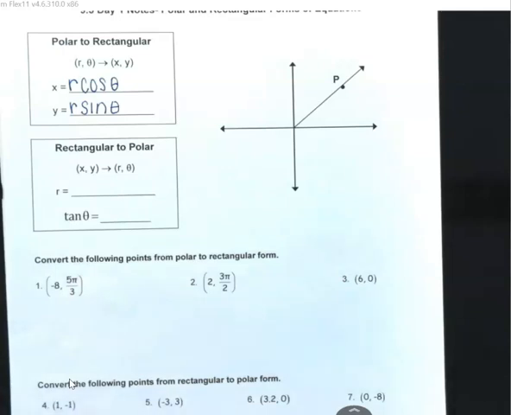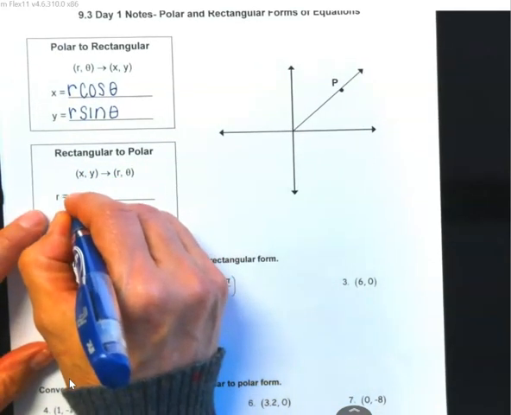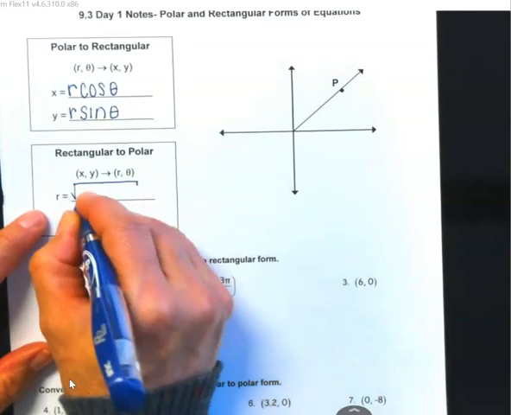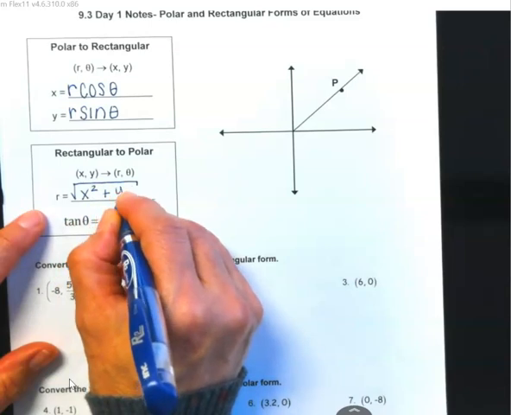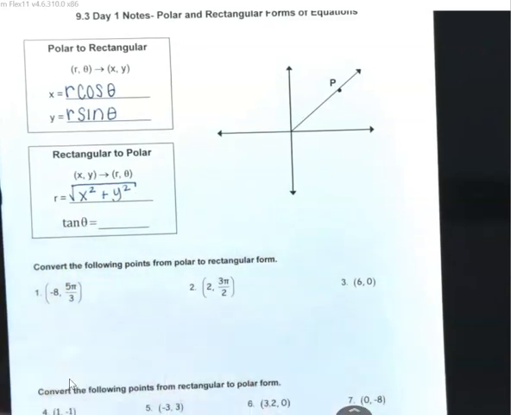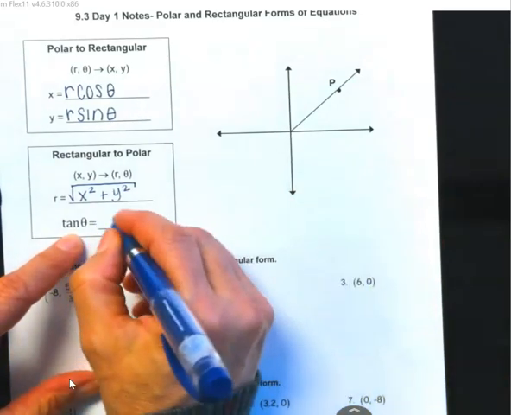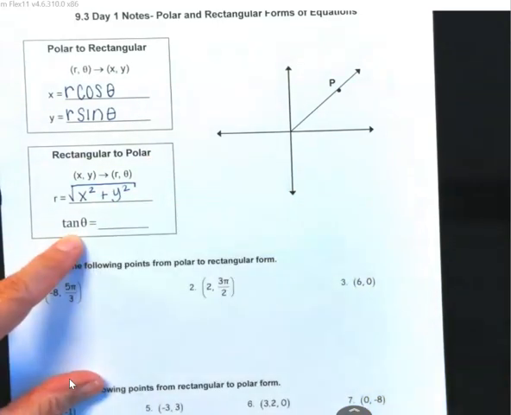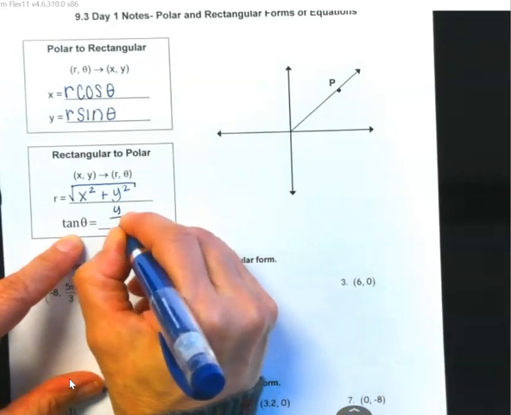All right, if I have a rectangular point and I want to go to polar, the r value, remember, is like a radius, and it was derived from the Pythagorean theorem. So the r value is going to be the square root of x squared plus y squared. And we're going to get tangent of theta because that's going to tell us what the angle is. And remember, tangent is sine over cosine, or y over x.